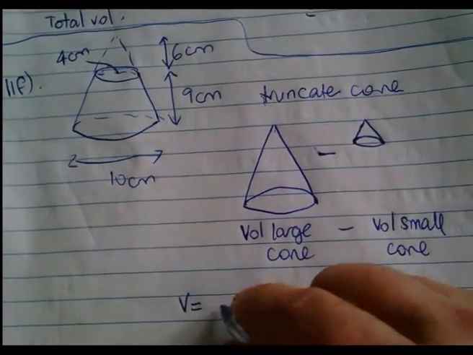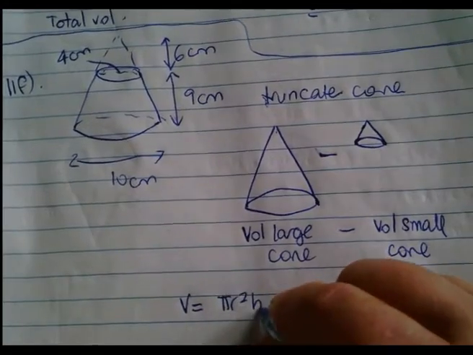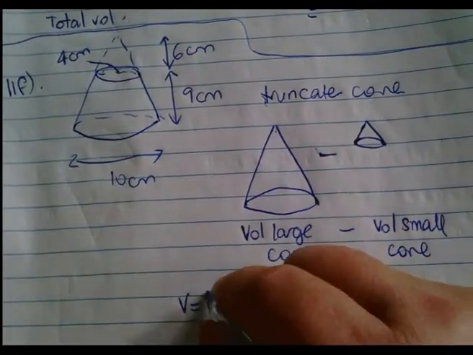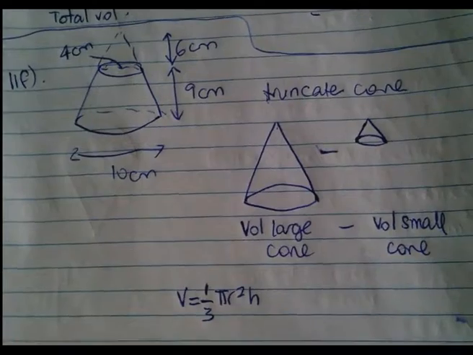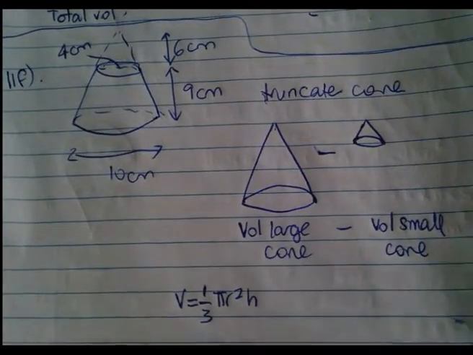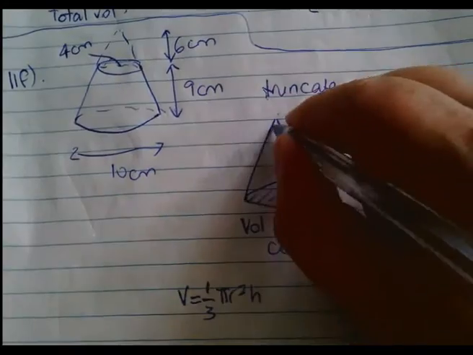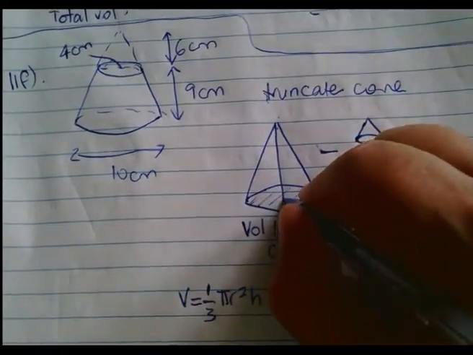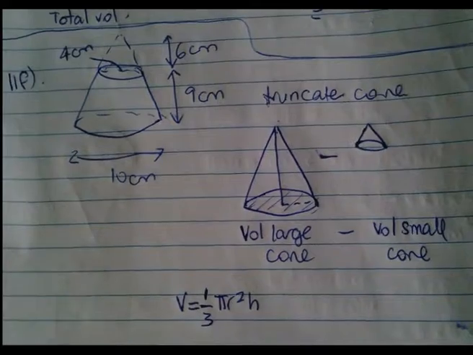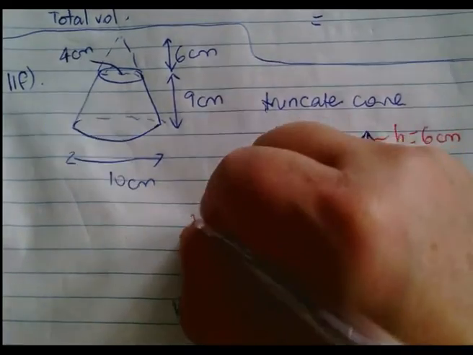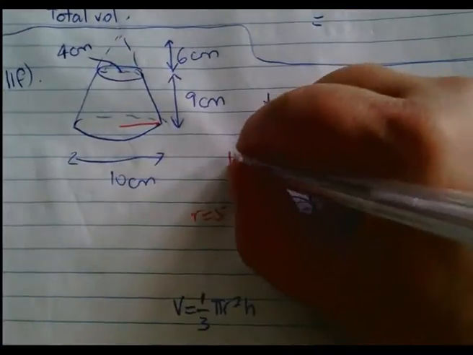So the volume of a cone is pi r squared h. No, it's not. It's a third times the area of the base times the height. You might want to put some measurements on it. Okay, so just spend a minute putting some measurements on it. Radius of 5 and a height of 15.